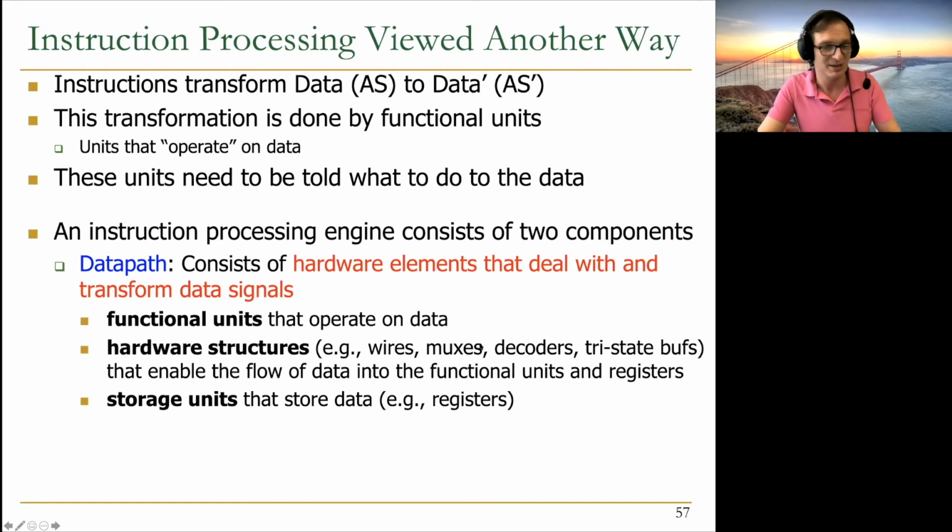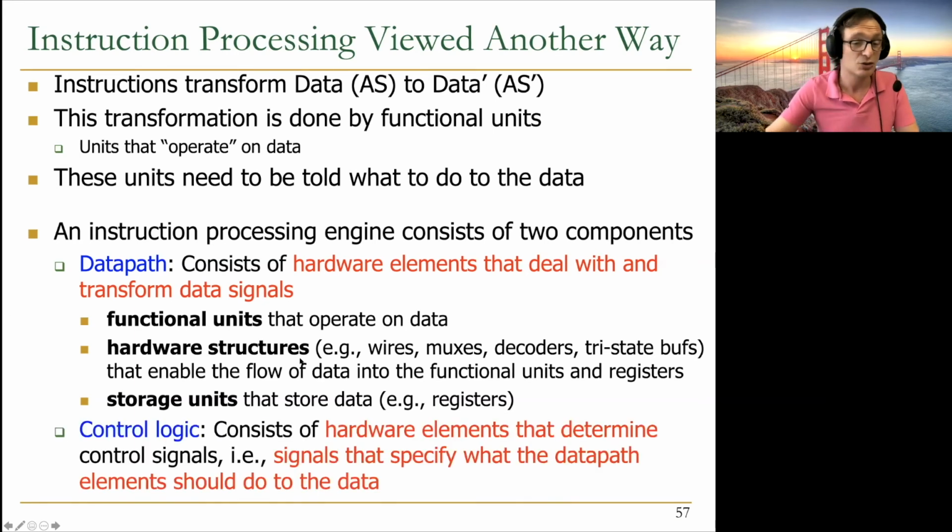Muxes are multiplexers, if you remember. And then storage units that store data, for example, registers, general purpose register file, instruction register, program counter, etc. So those are all data path components. Control logic, on the other hand, I mean, instruction register could also be a part of the control logic, as we will see.